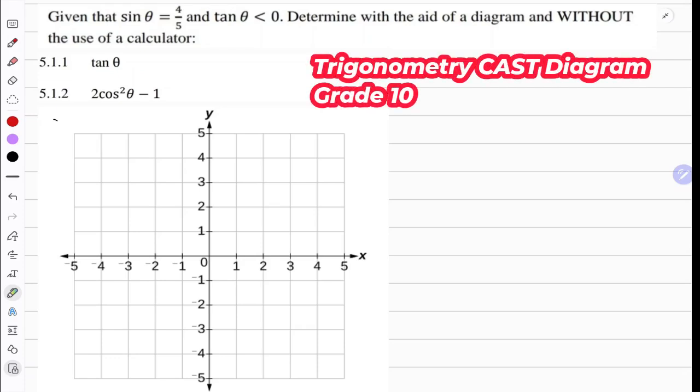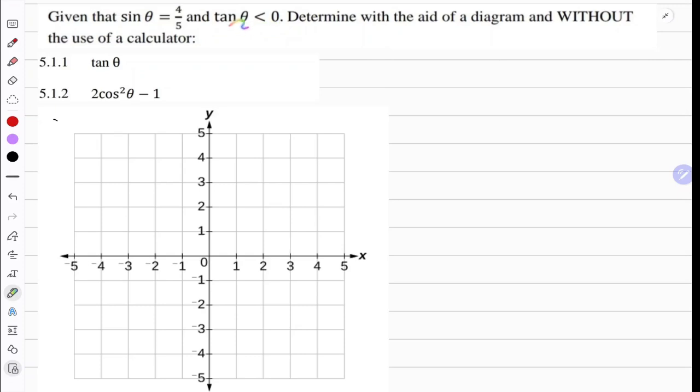So in today's lesson we focus on the CAST diagram. It says, given that sine theta is 4/5 and tan theta is smaller than 0, in other words tan theta is negative, determine with the aid of a diagram and without the use of a calculator, we need to find tan theta and 2 cos squared theta minus 1.